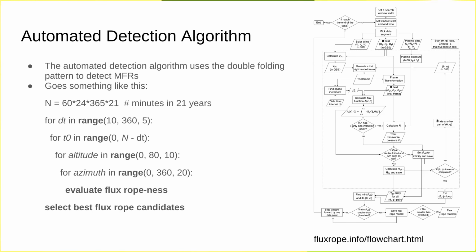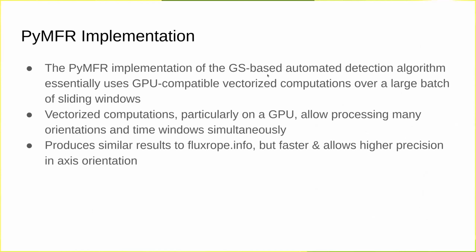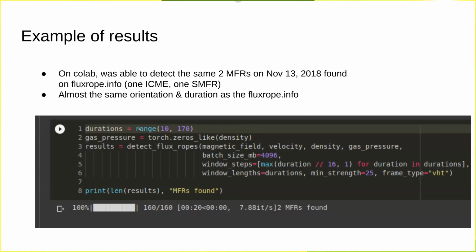So in the original paper, when they did it this way, they had two universities using computer clusters to do it. But in my implementation, the difference is that it's much faster because it uses the vectorized computations, and I was able to run it in less than a minute on a day's worth of data. That's just on my laptop. So it's a big performance improvement. So here's an example of the results on the Colab that I have linked on the GitHub. Here you can see this one ran in just 20 minutes using a day's worth of PSP data, and it finds the same exact two flux ropes that they have on their website for that day.